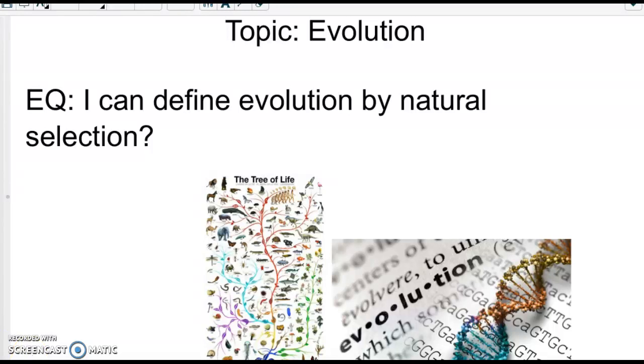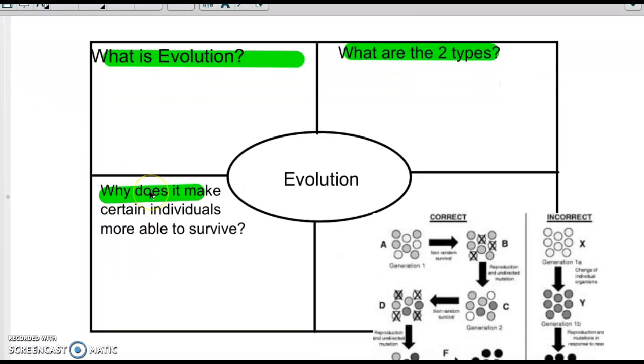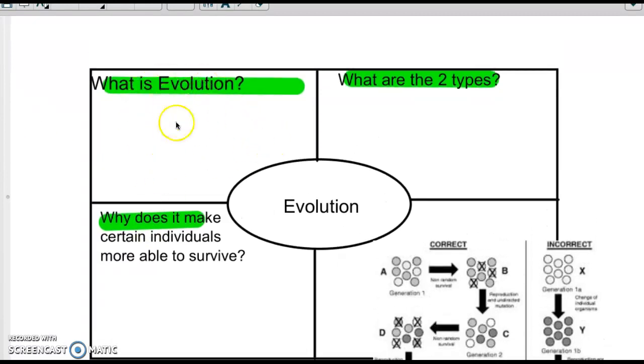All right, so today in our video notes, we're going to be talking about evolution, but we're going to define evolution by natural selection. So first of all, we need to define evolution and natural selection. So in your packet on page 4, you have 2 vocabulary boxes, and we're first going to start with evolution. So you're going to fill out the sides of these boxes.